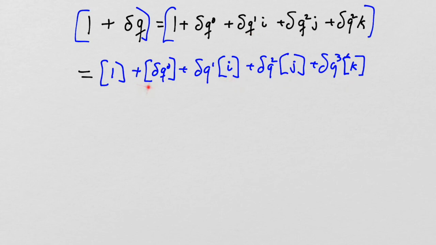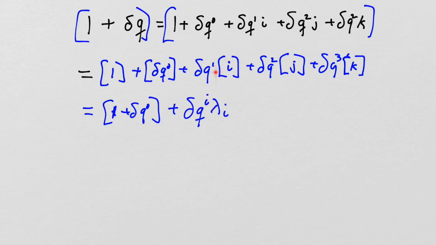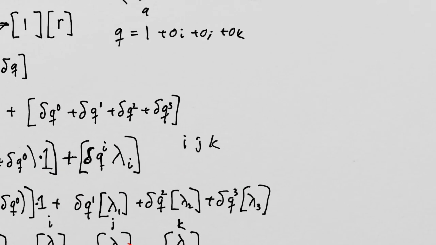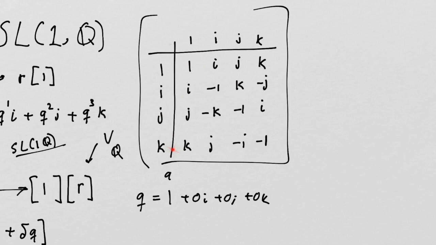So I have now 4 matrices here, but these two are real numbers, right? So I can gather them together in sort of a single real matrix, 1 plus delta Q0. And the rest I'm going to write like this, delta Qi lambda i. So remember how I wanted ijk, I'm so smart, I'm going to use ijk instead of Gilmore's tediously subscripted lambda 0, lambda 1, lambda 2, and lambda 3.